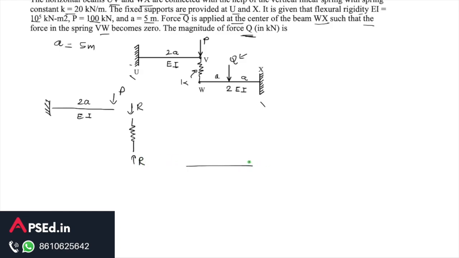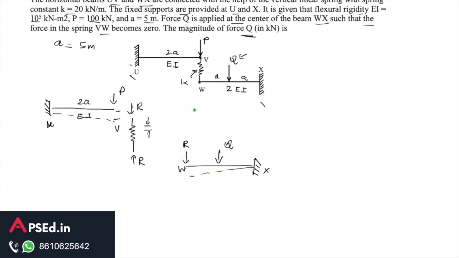Now for the last part, that is the beam WX, we will be having again this force R at the free end, and this force Q is also applied. Now what is happening in this structure, because of this load P, there will be some deflection for this UV beam, and because of this deflection there will be some deflection in the spring also, and then a little bit of deflection will come in this WX beam as well.